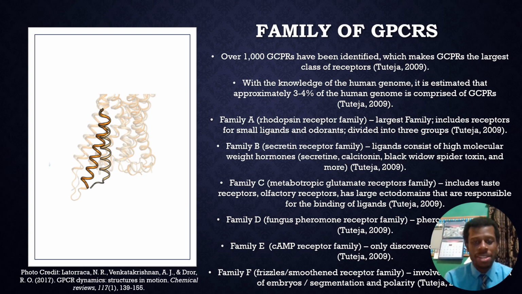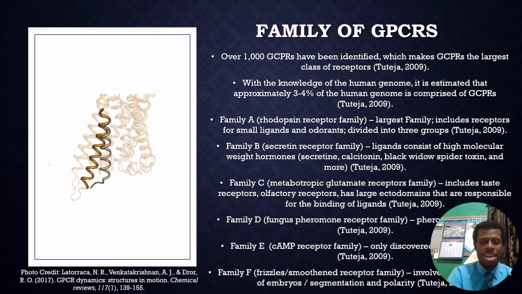We have 6 families associated with GPCRs, and we're just going to briefly discuss those right now. We'll go by letters, from A through F. Family A is referred to as the rhodopsin receptor family. Out of all 6 families, this is the largest family of GPCRs, and it contains small ligands, odorants, and more.